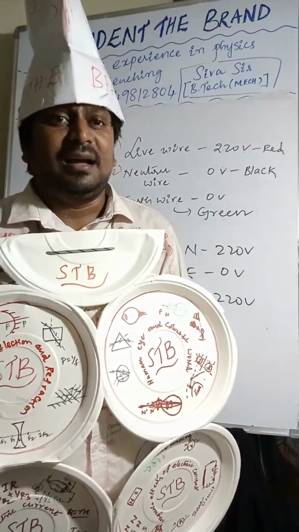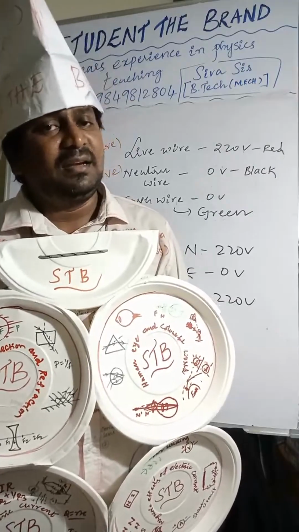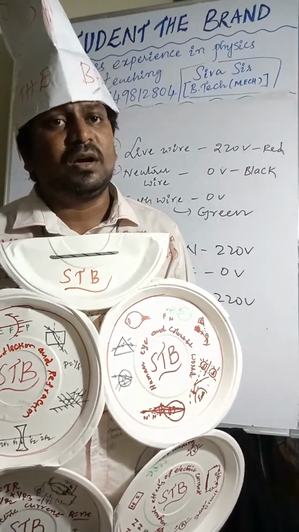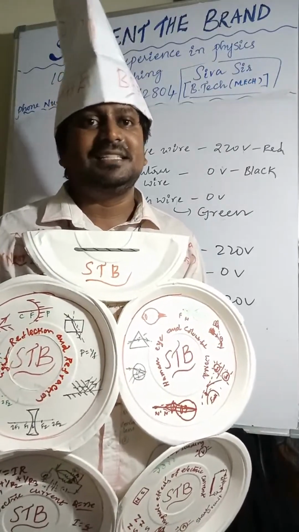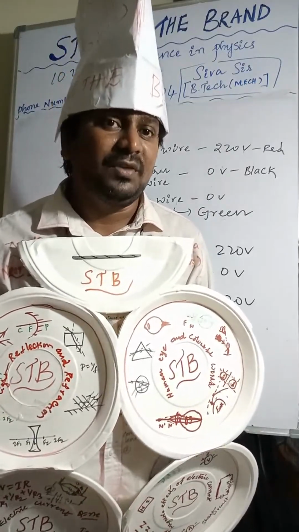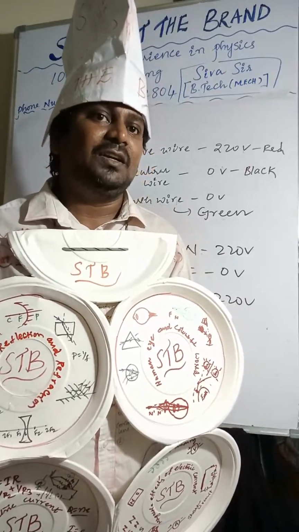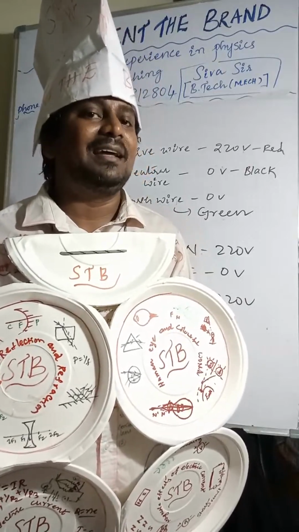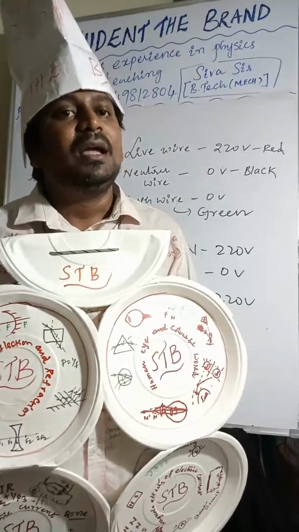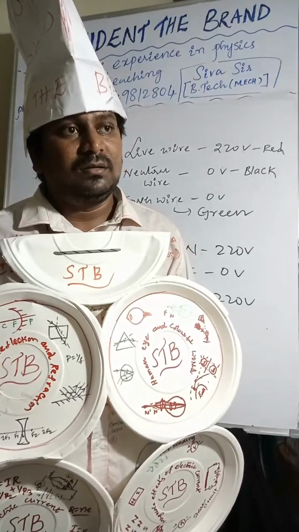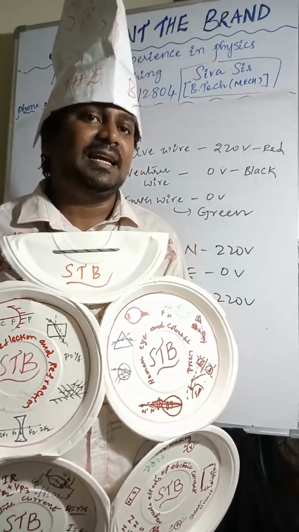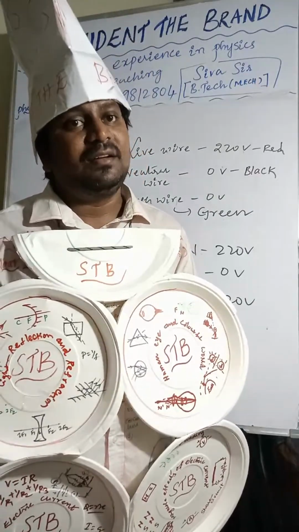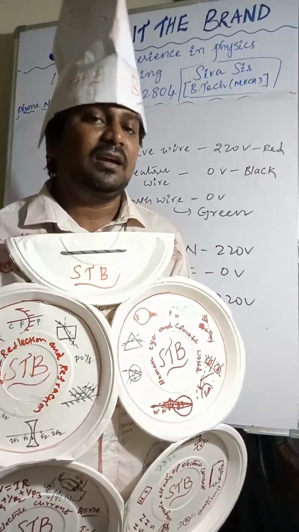Electrical iron box, electrical heater, electrical cooker: here the source of energy continuously gets dissipated entirely in the form of heat. The source of energy continuously gets dissipated entirely in the form of heat. That is called the heating effect of electric current.